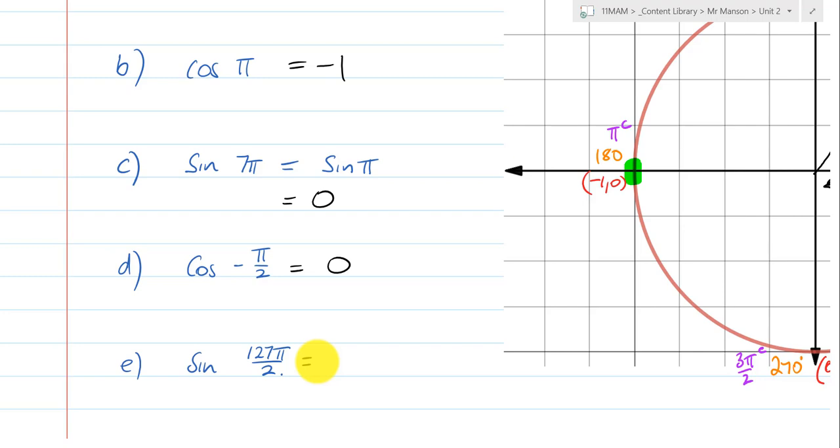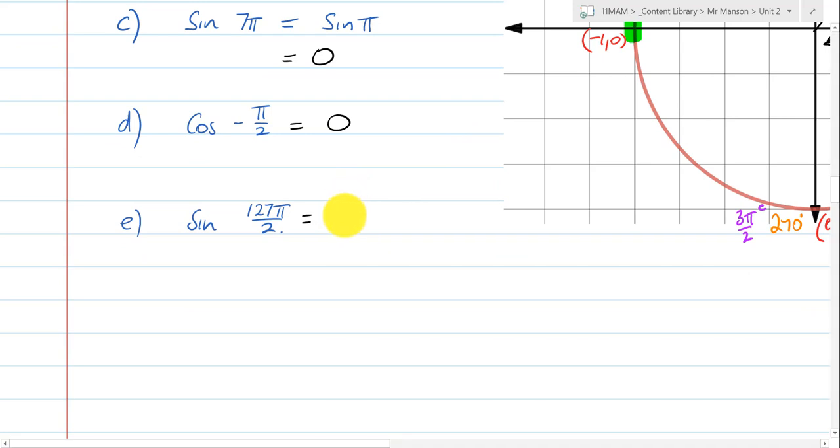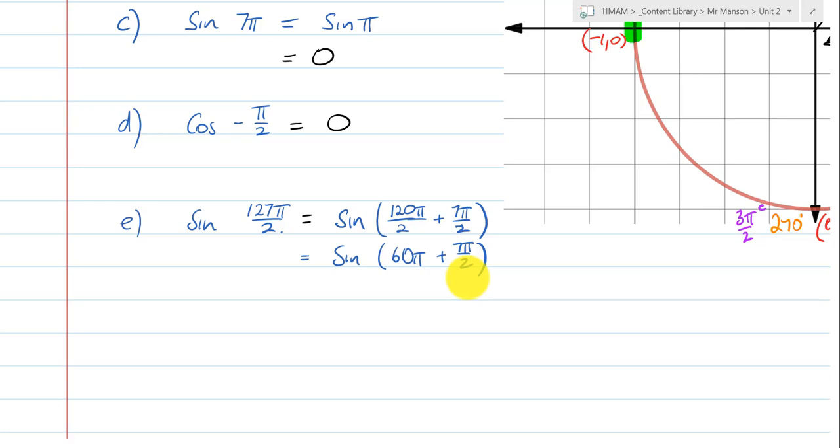So I might just change this to be, and this is an in-between step that you don't really need, but I'm hoping it might help some of your thinking. If I change this to 120 pi over 2, plus 7 pi over 2, can you see that that is sine of 60 pi plus 7 pi over 2? So I've just taken out 120 pi. It's not the best result, but it might make things a bit simpler if you can't really work it out at the top of your head. And actually, that's going to be my remainder here.